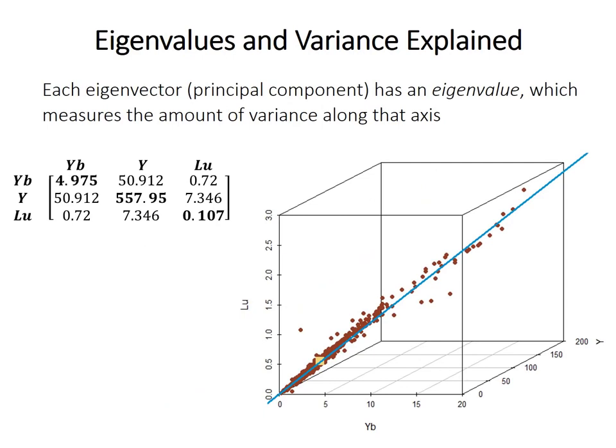So each eigenvector, or principal component, as we can call them here, has something called an eigenvalue. I explained what that was in the Mahalanobis distance video as well, but in this situation, the eigenvalue measures the amount of variance along that axis. As I said in the previous slide, the eigenvectors are ordered in terms of decreasing variance explained. In the example here, the total of the three eigenvalues, given the Greek letter lambda, is the same as the sum of the three original variances. So we can basically say that each principal component axis, each eigenvector, explains a certain proportion of the original variance, and that proportion is given by its eigenvalue.